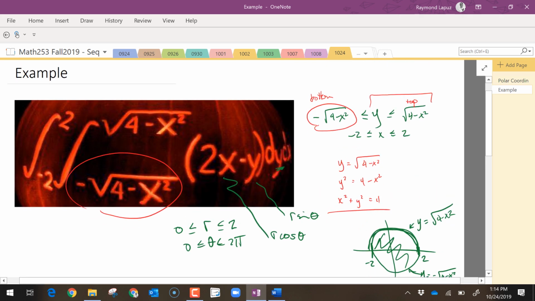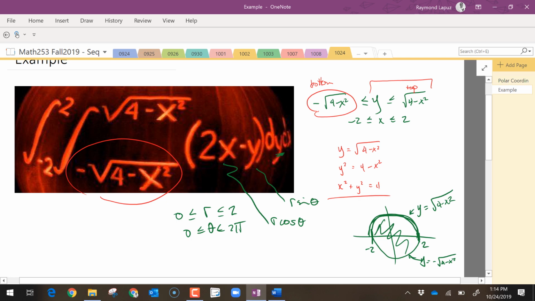Why did you choose square root of 4 minus x squared as opposed to negative? Oh, I could have done that too. And if I did, I would square both sides and it would become positive anyways. It would be the same thing.